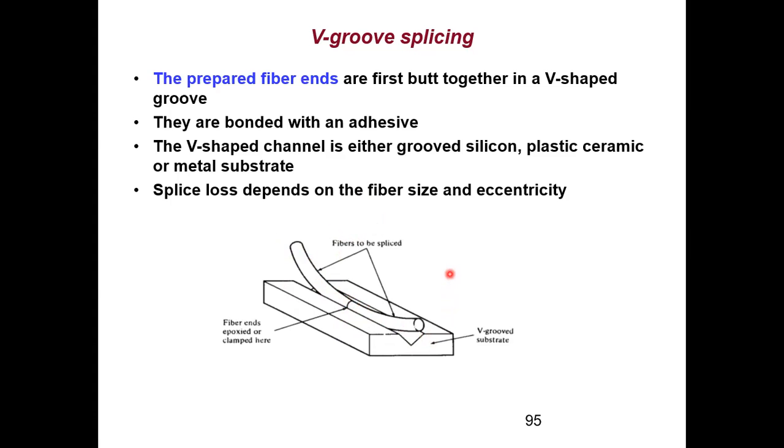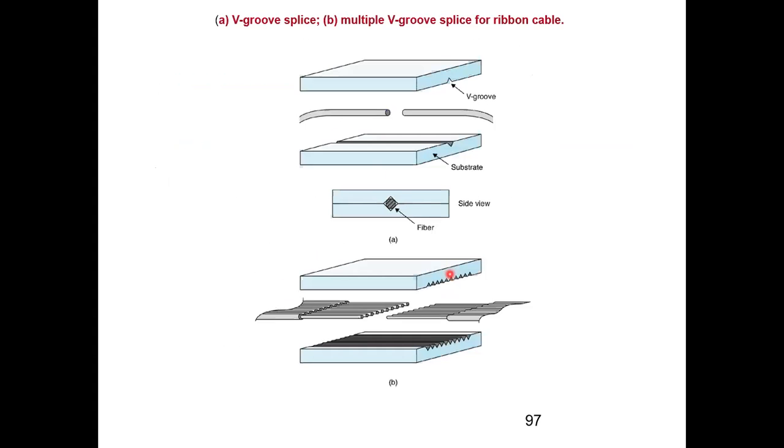I will show you another diagram which you can see like this. So I have a V groove like this over here, another V groove over here. This is the plate and I will bring the fiber over here. I will put the adhesive and I will close this plate. So here you can see the fiber is present over here. This is the cross-sectional view which is shown.